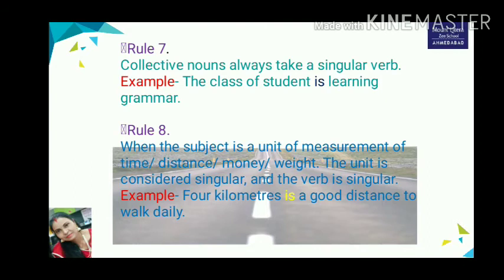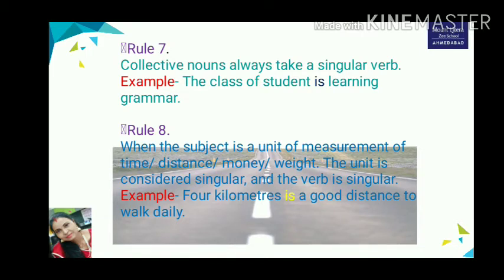Rule number 7: collective nouns always take a singular verb. Wherever we use collective nouns, groups of nouns like herd, crowd, army, class, with all these kinds of collective nouns, we use a singular verb. For example, the class of students is learning grammar. Class is a collective noun, so with this we use a singular verb.